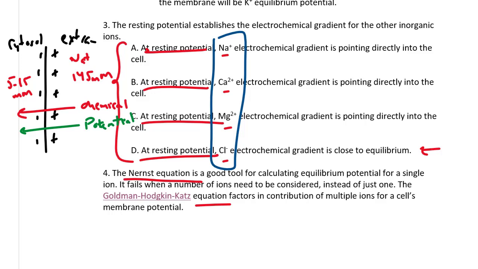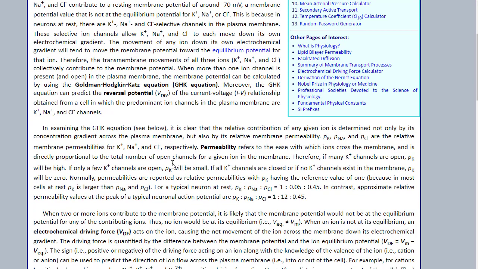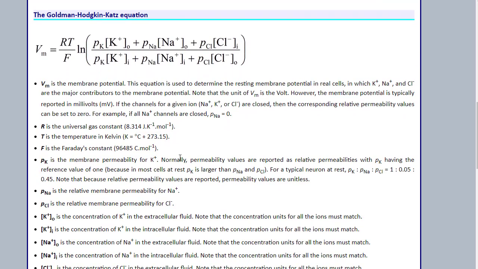Now, we're going to take a look at it because this link will take you to this web page. And here's the web page. And we are going to not worry about any of this stuff. And we have this equation. Vm, being the membrane potential, equals RT divided by F, times the natural log of these numbers.